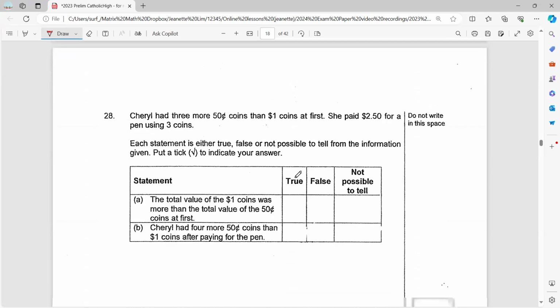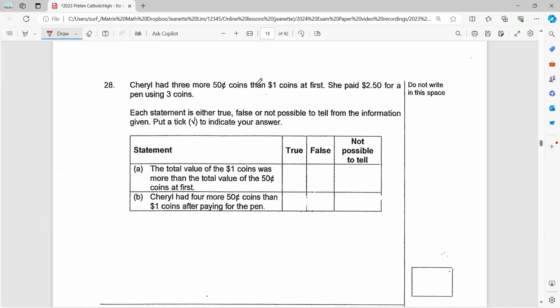All right, next question 28. Cheryl had 3 more 50-cent coins than $1 coins at first. She paid $2.50 for a pen using 3 coins. State whether it's true, false, or not possible to tell. Okay, so first, 3 more 50-cent coins than $1 coin. Total she paid $2.50. The statement: the total value of $1 coins was more than the total value of the 50-cent coins at first. Is it true?